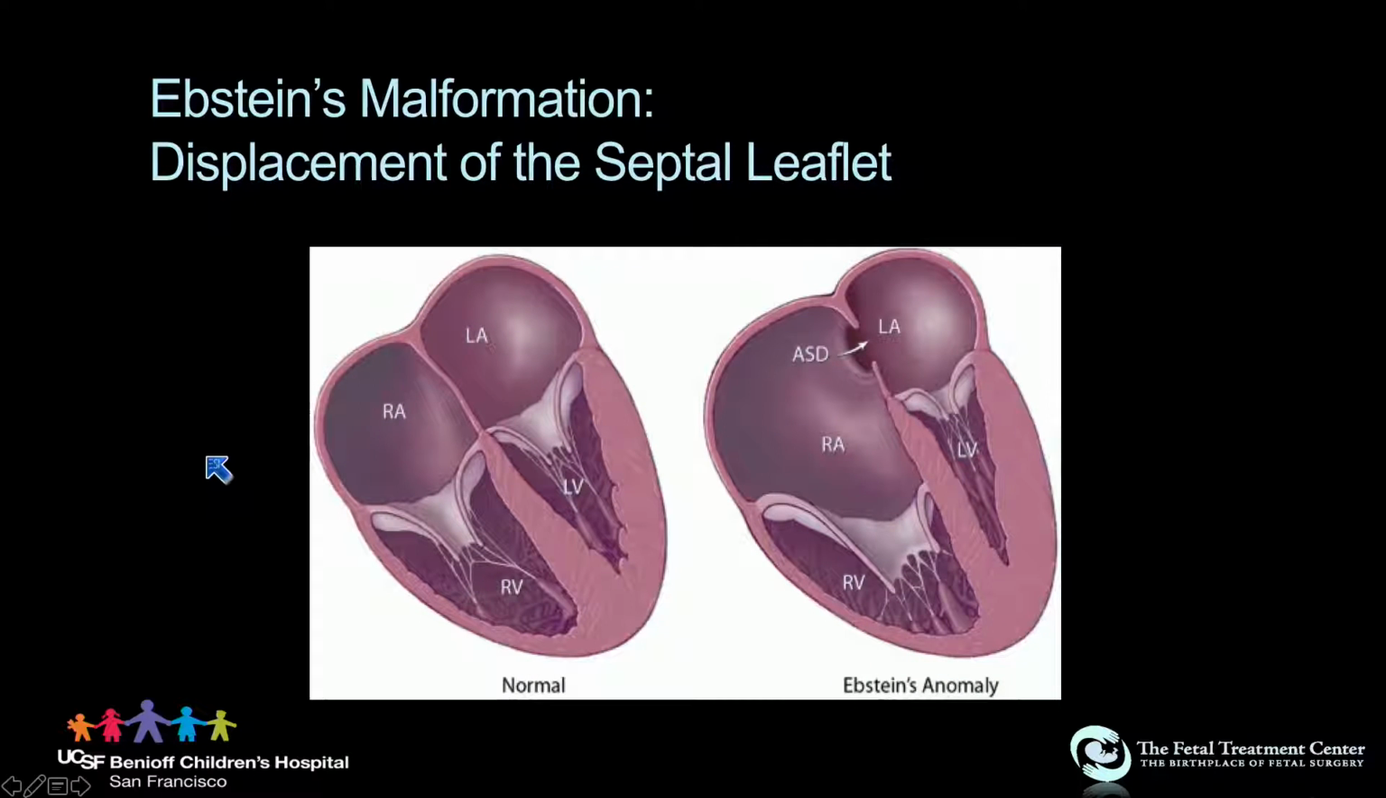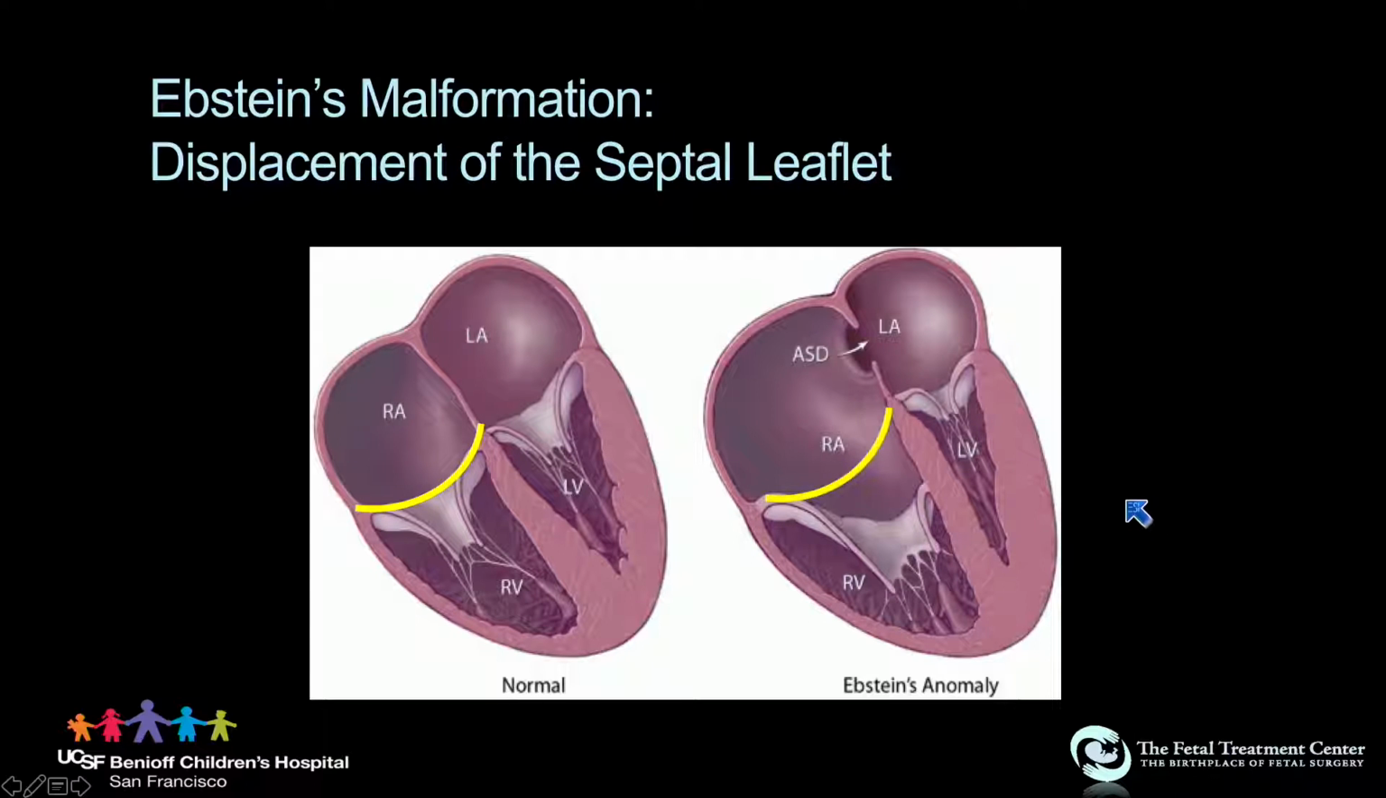Well, first let's talk about Ebstein's malformation, which is a displacement of that septal leaflet. It is not necessarily a displacement of the posterior leaflet, although it can be. And what's not shown here is, coming out of the screen, the anterior leaflet is not displaced from the annulus.